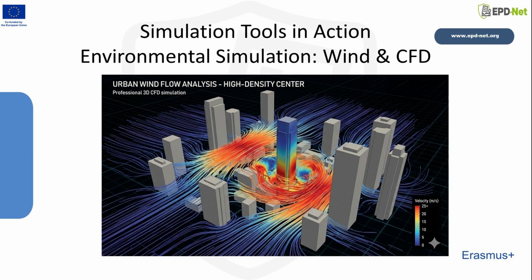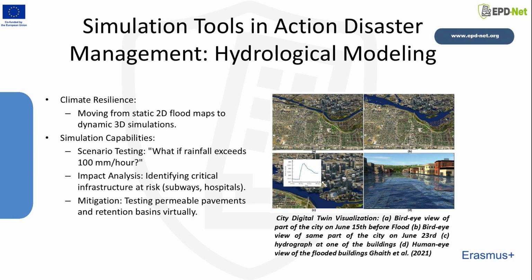gets trapped. By rotating a building's orientation or changing its shape in the simulation, planners can optimize natural ventilation and reduce the urban heat island effect. This shifts design from an aesthetic exercise to a physics-based performance evaluation. For disaster management, we use hydrological modeling.